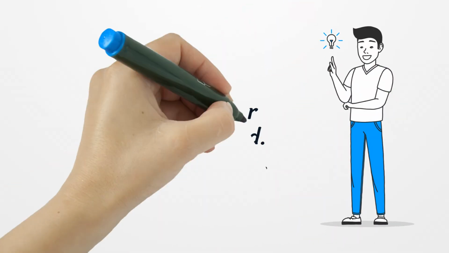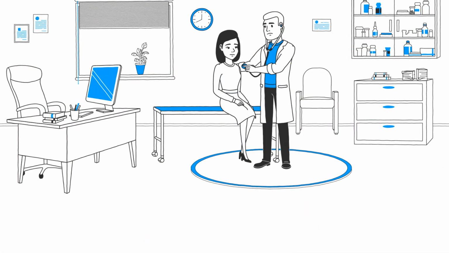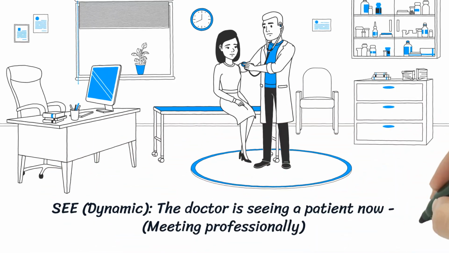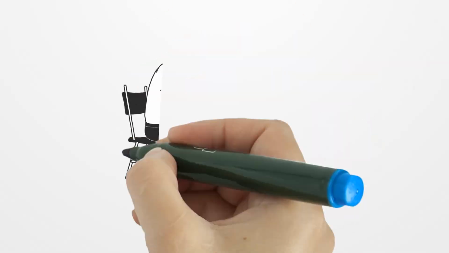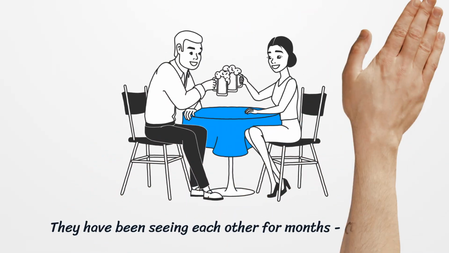See, stative simple tense: to perceive with your eyes, to understand. I see what you mean. I understand. Dynamic continuous tense: to meet with someone, to be in a relationship. The doctor is seeing a patient now, meeting professionally. They have been seeing each other for months, dating.